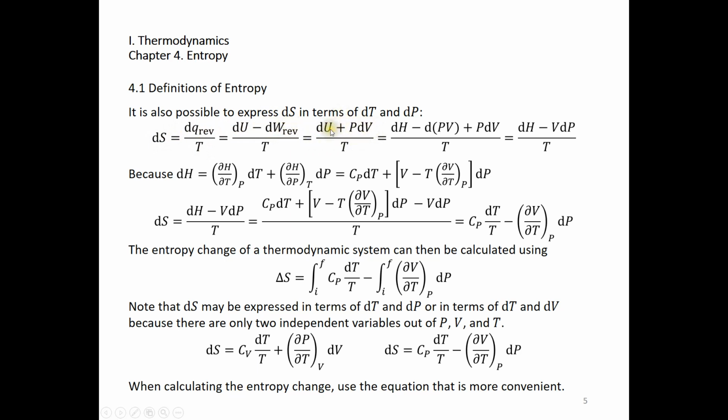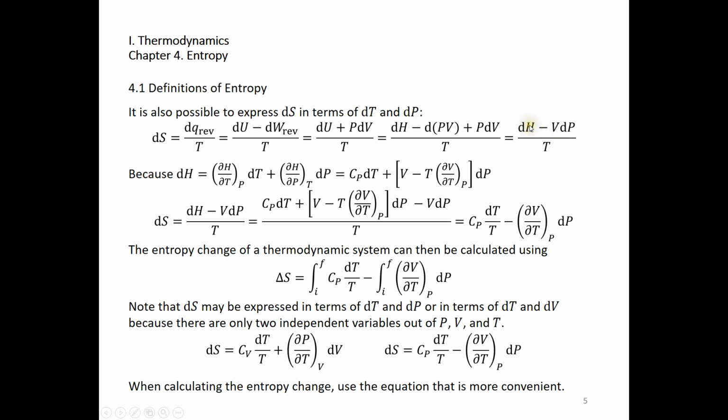And remember, U is H minus PV based on the definition of enthalpy. Enthalpy is U plus PV. So now we have on the top dH minus d(PV) plus PdV. We can expand this. This is PdV plus VdP based on the product rule in calculus. Now we have this equation. It's dH minus VdP over temperature.